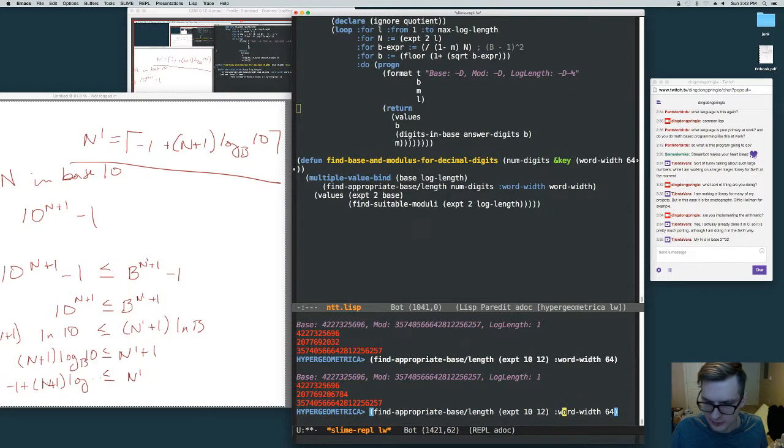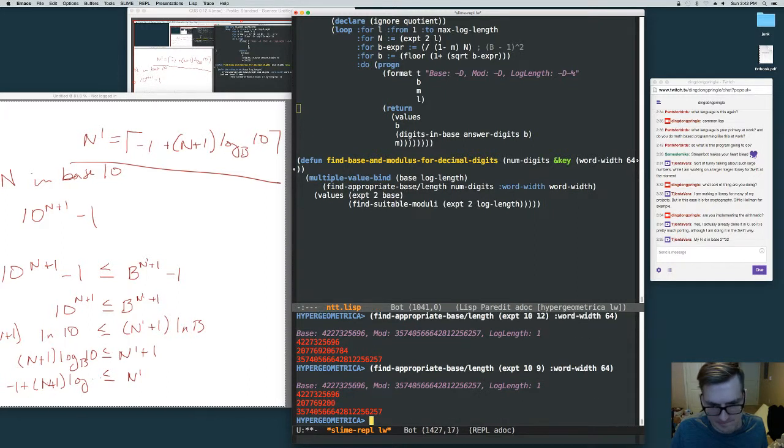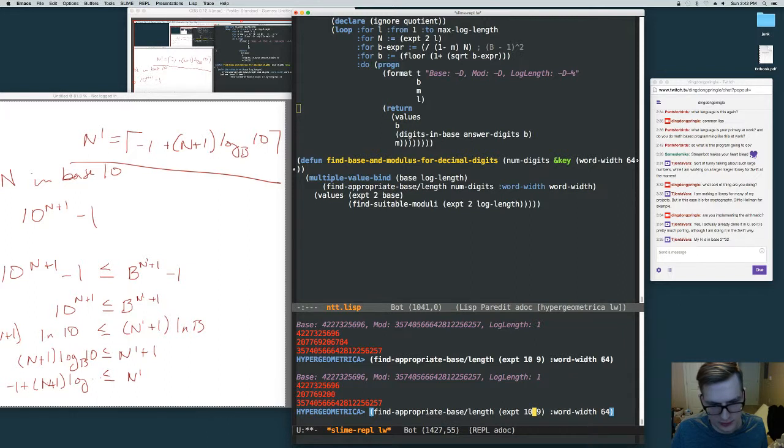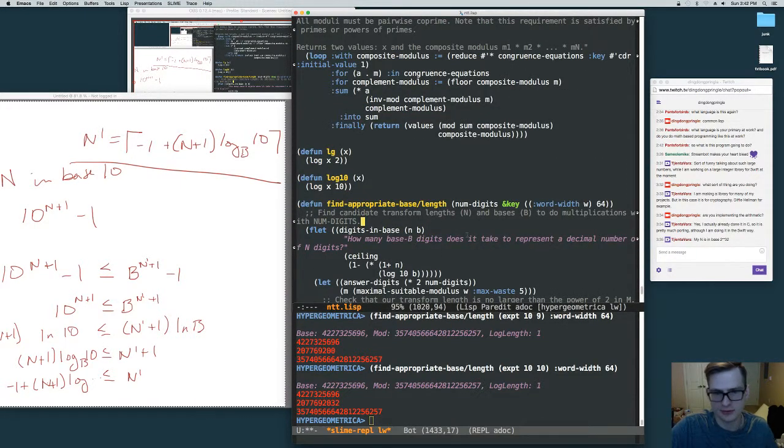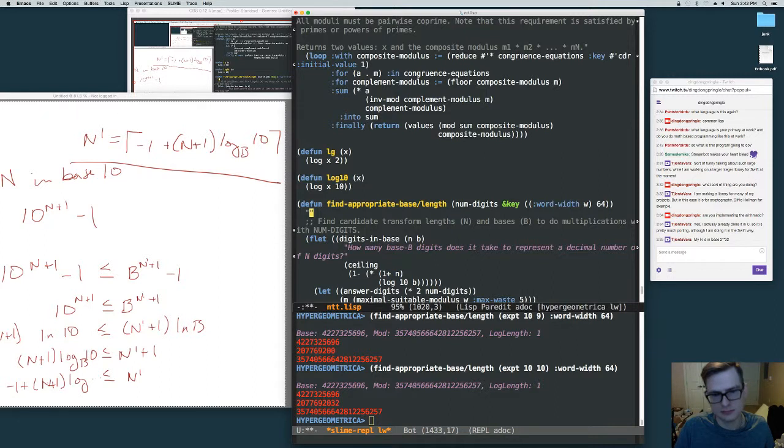Wait, let's go back and look at this. Let's see, 9 is 69200. Let's do 10. Oh, that's not 32 additional terms. It's an order of magnitude larger, which is correct. An order of magnitude larger in one base is approximately an order of magnitude larger in another base. So this is really, really good. Let's write some documentation for this.